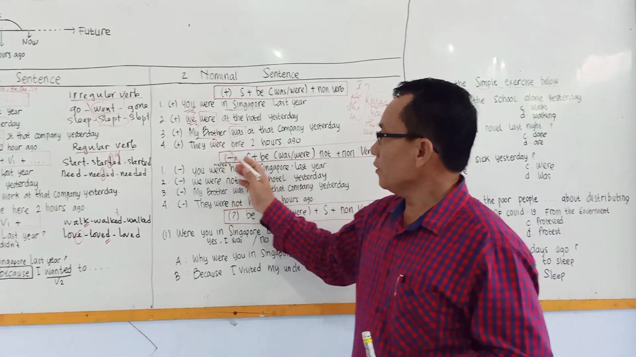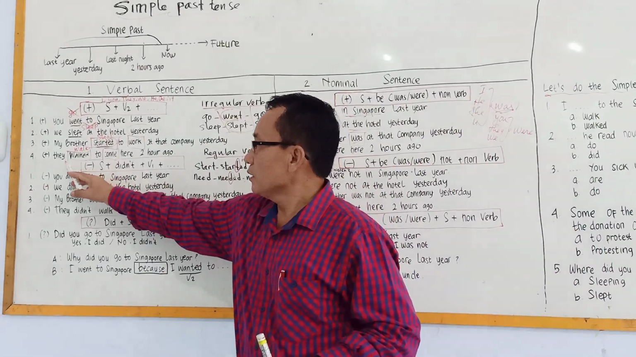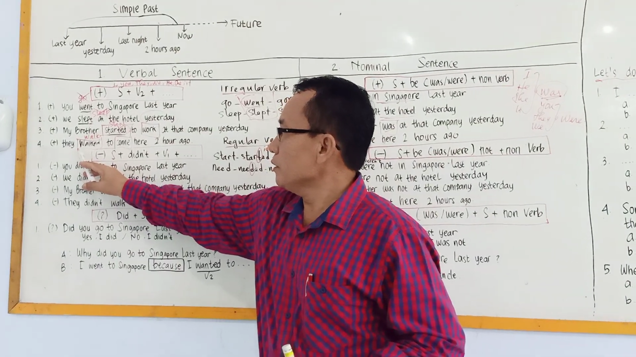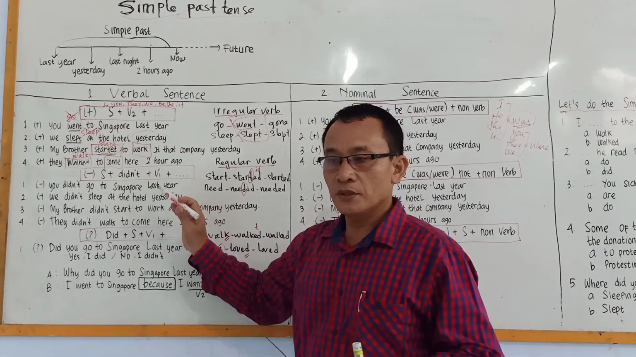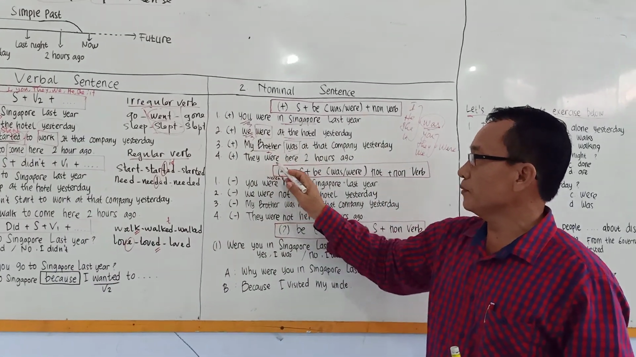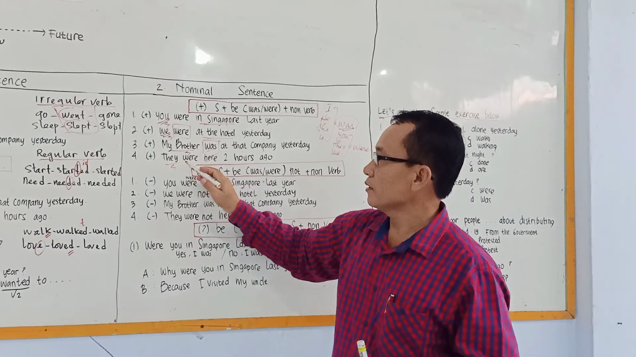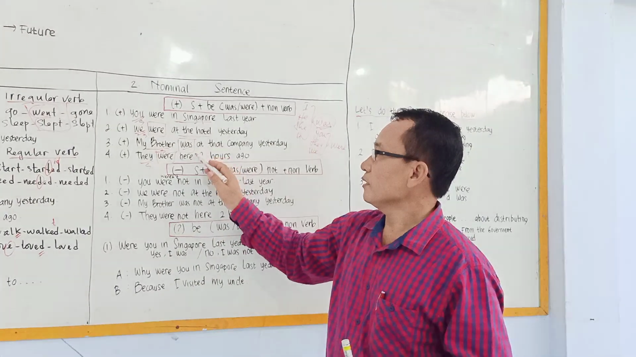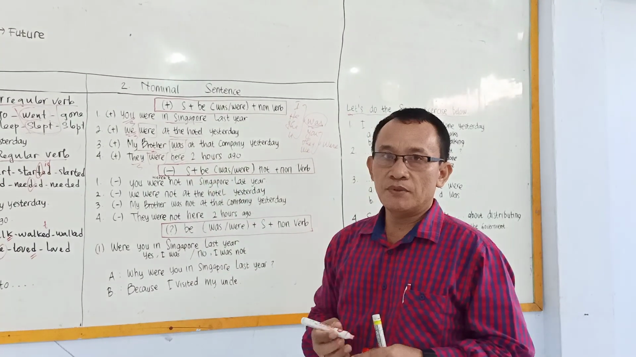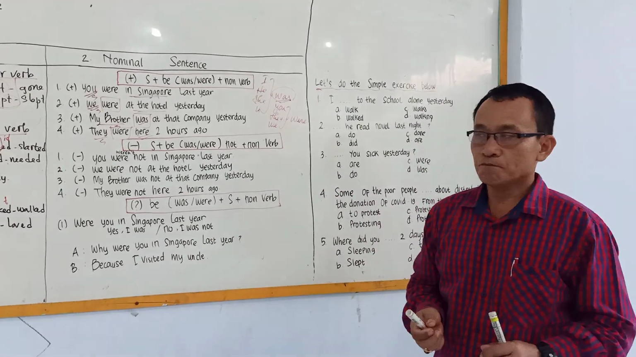Number 4, they were here 2 hours ago. It comes from they walked. They walked to come here 2 hours ago. So it means that they were here 2 hours ago. They, subject, were, because here is adverb of place. Understand? I hope so.